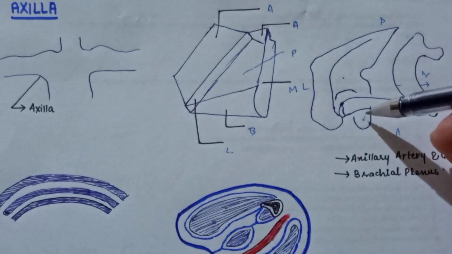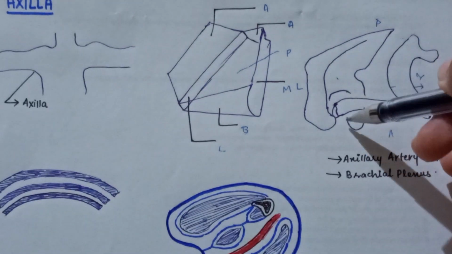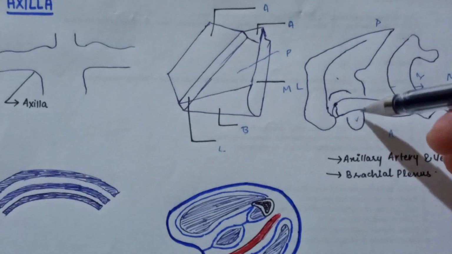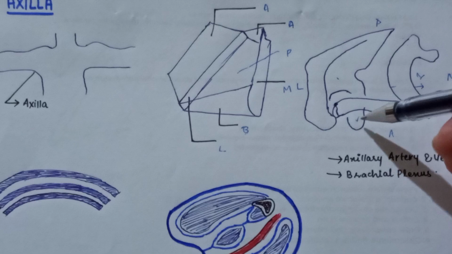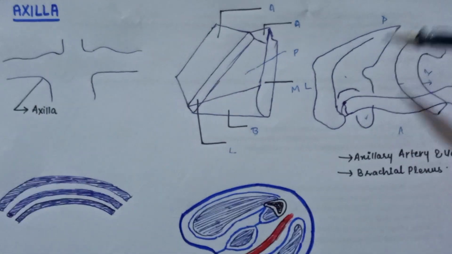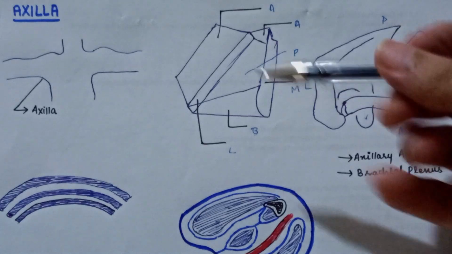Along with this is your coracoid process, and you know that here will be its medial surface, and here will be its lateral surface. So the lateral boundary also includes the medial surface of coracoid process. The contents that pass through it are your axillary artery with vein. And your brachial plexus also passes through this canal.